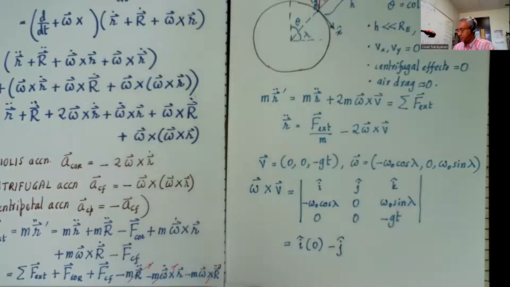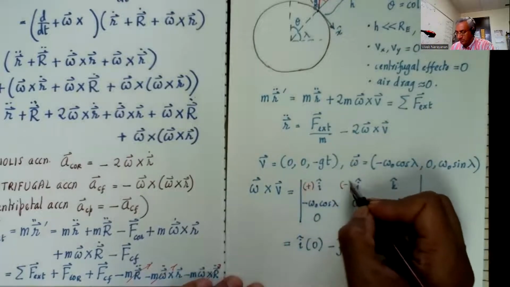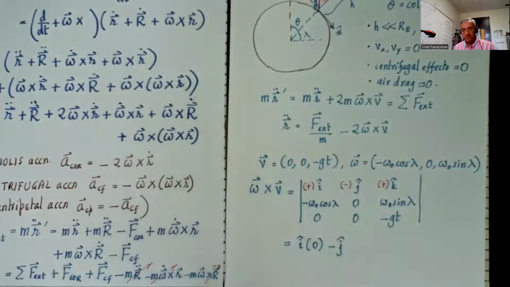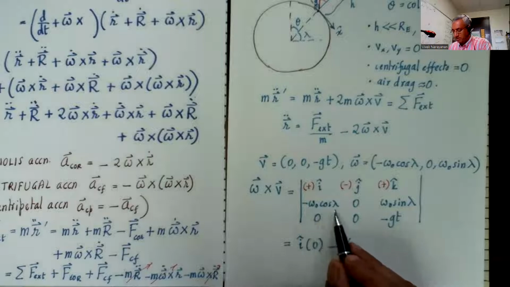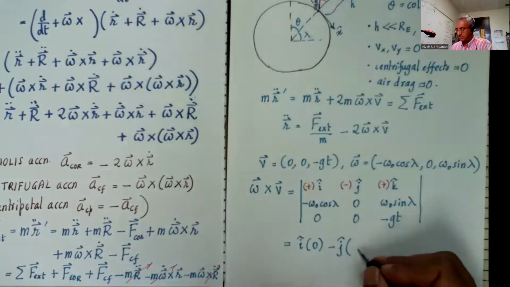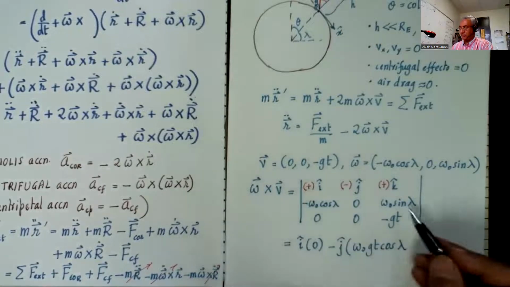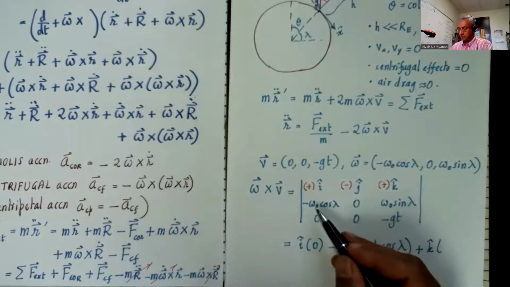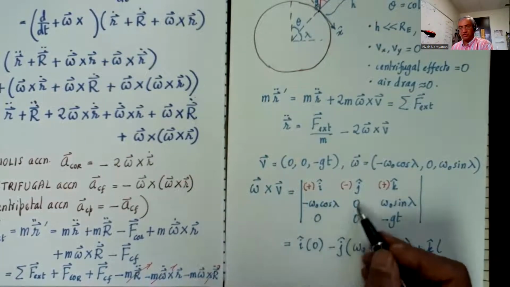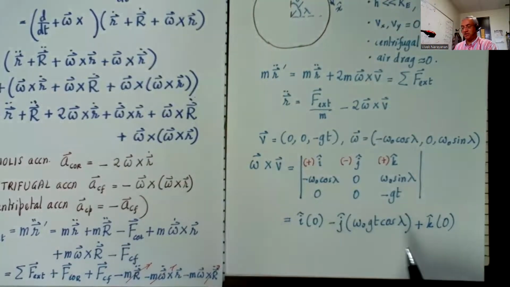Negative j hat. Don't forget that when you do the cross product, you have to do these sign assignments: plus, minus, plus, like so. So minus j hat, and what do we get here? Negative omega cosine lambda times negative t. So that's going to be omega naught gt cosine lambda, and then 0. And then k hat also will be 0. So there's only one term. Omega cross v is in the negative j hat direction.